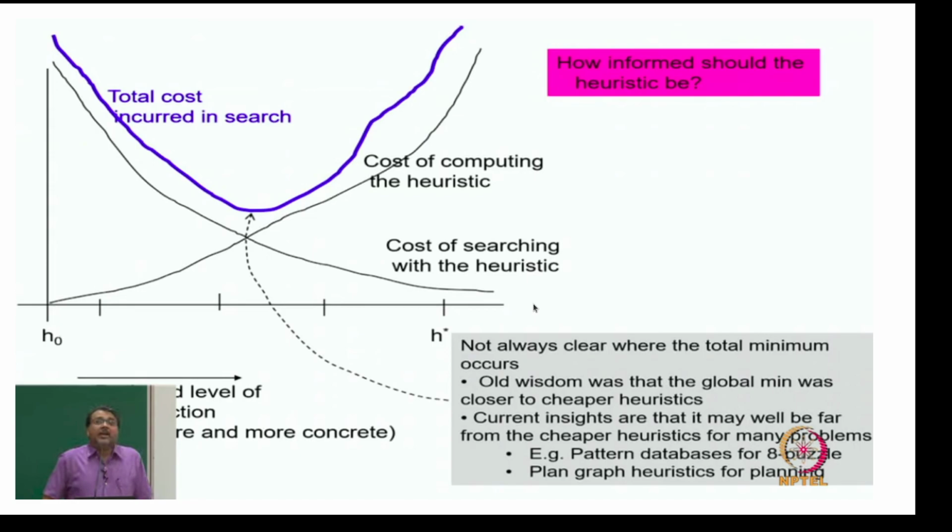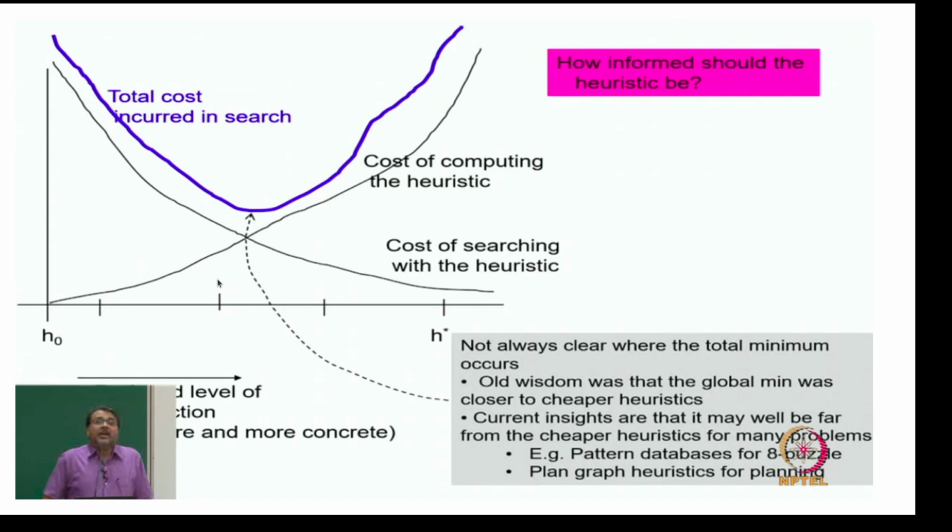Old wisdom was the global mean was closer to the cheaper heuristic. So it is saying old wisdom was the global mean. So where is the global mean? If you see this curve, the blue one, the global mean is here, right? It was closer to the cheaper heuristic. So this marked point is quite close to the cheaper heuristic. Cheaper heuristic means trivial heuristic.